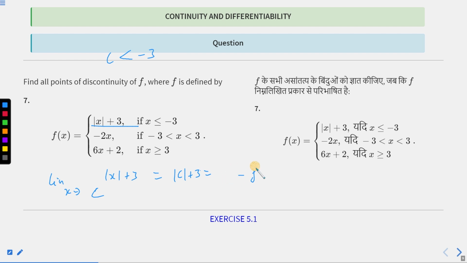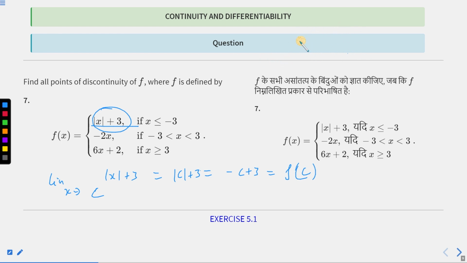And this is the same as, we know that if c is negative, it means minus c plus 3, and this is the same as f of c where c is negative. So if c is less than minus 3, then f of c will be minus c plus 3. Okay, clear? So this is continuous at every point less than minus 3.